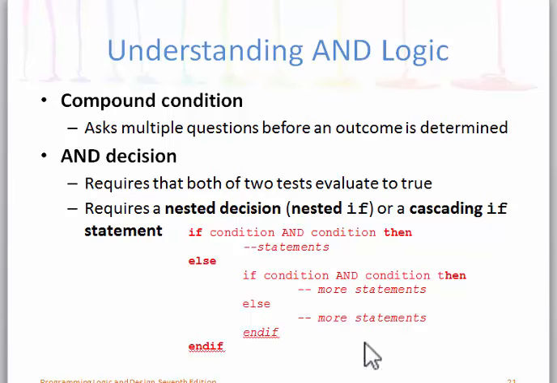So this is how it looks. If condition and condition, then statement, else if condition and condition, then more statements, else more statements, end if, end if. Now this is a nested if statement, and when we've got condition and condition, it's actually two if statements we're combining into one. So let me take you through an example.